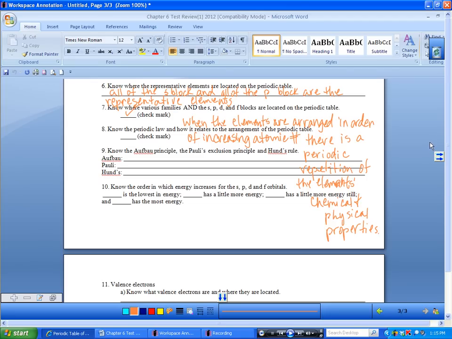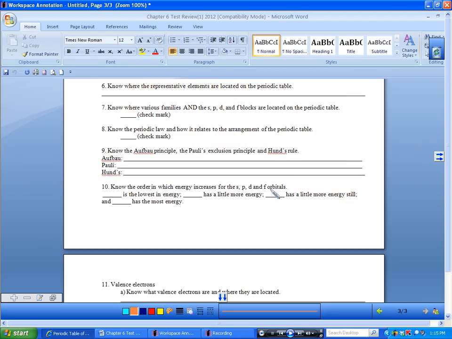I'm going to clear it and move on to number 9. Know the Aufbau principle, Pauli's exclusion principle, and Hund's rule. Okay, so the Aufbau principle says electrons enter orbitals of lowest energy first.